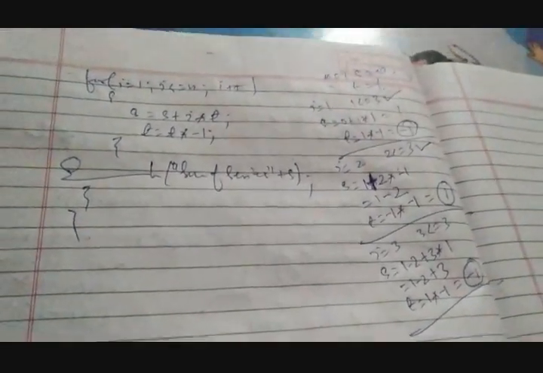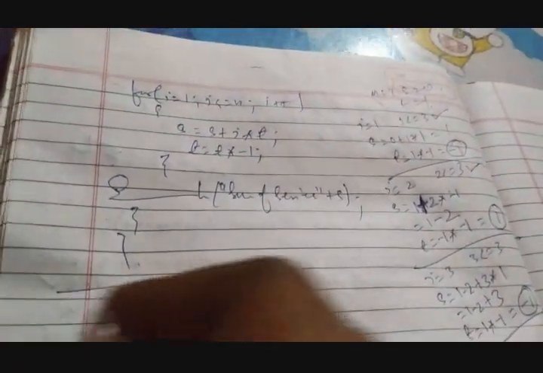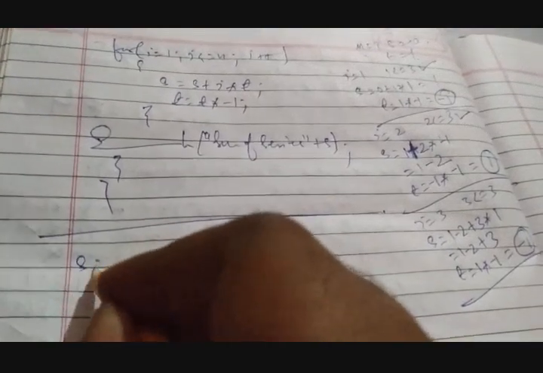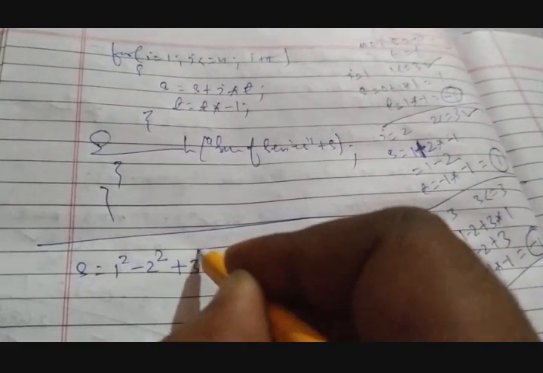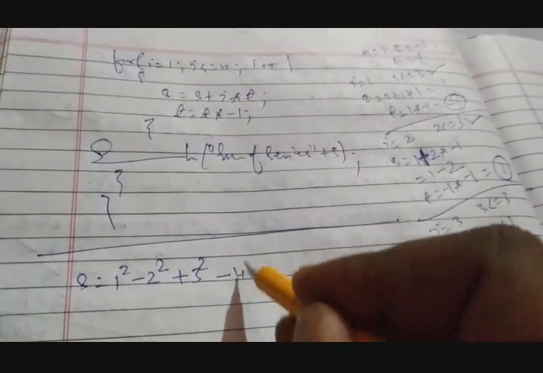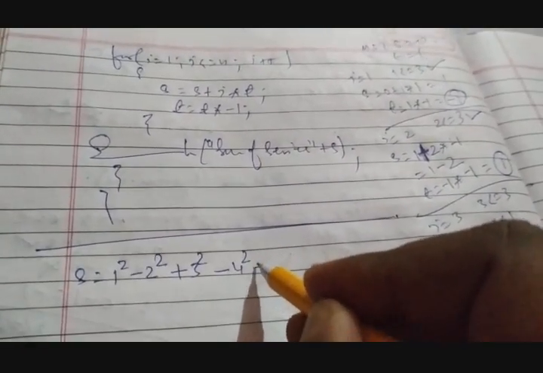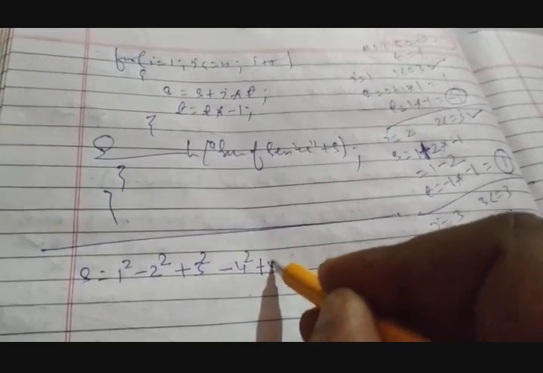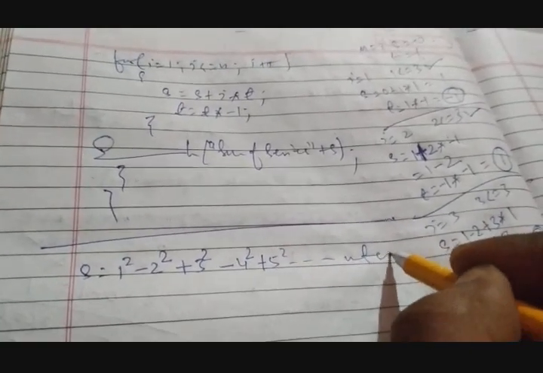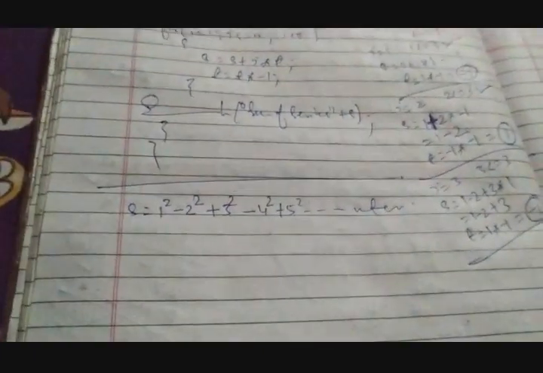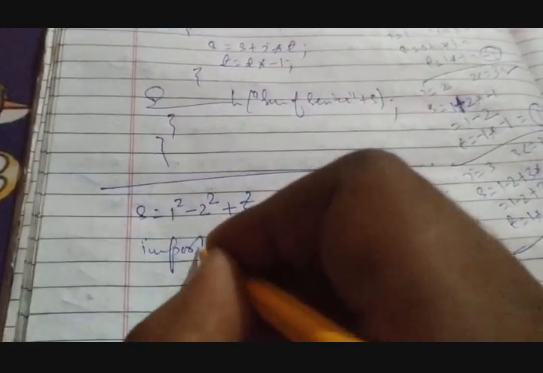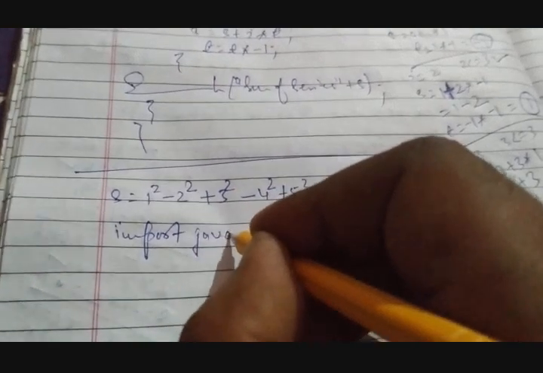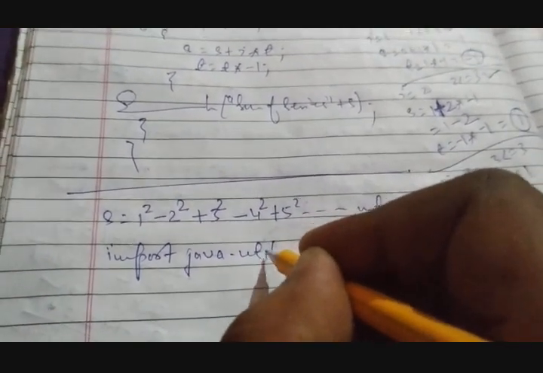This is what is happening there. Now let's proceed to another one. Sum of the series: S equals 1 square minus 2 square plus 3 square minus 4 square plus 5 square, up to n terms. This is the series. Now, import java.util.